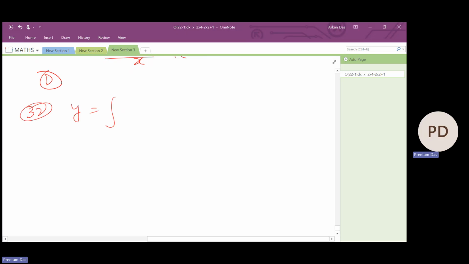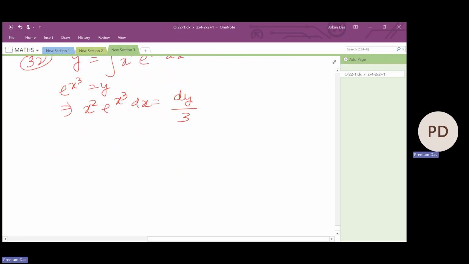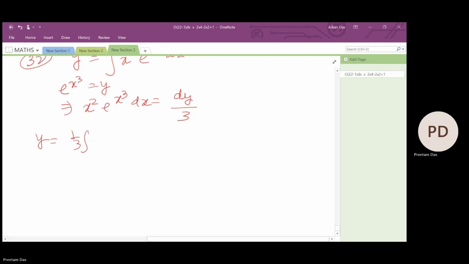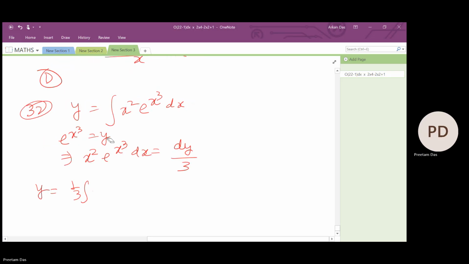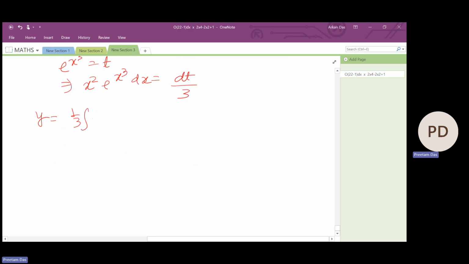Y is given to be x square e^(x cube) dx. Ex cube let us consider as y. X square e^(x cube) dx will be dy by 3. So what will be y? 1 by 3 integration of y is there, right? Okay. Let us make it t. T dt. Okay. So dt.